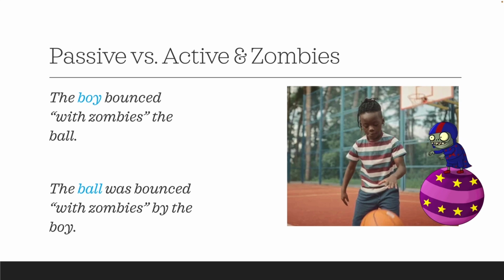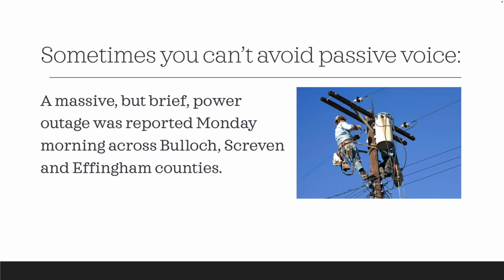Or the ball was bounced by the boy becomes the ball was bounced with zombies by the boy. This second sentence still makes sense because it's a passive sentence. So if you can put "with zombies" after the verb and it makes sense, then that's a passive sentence. The other one being active.